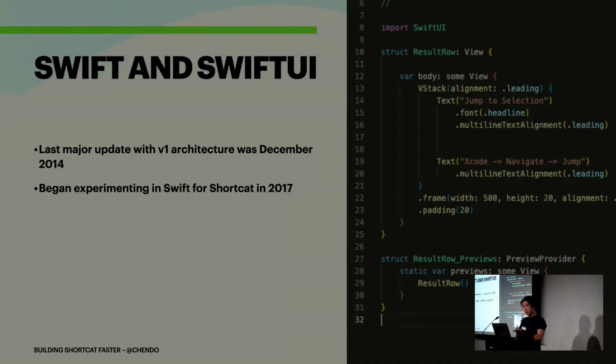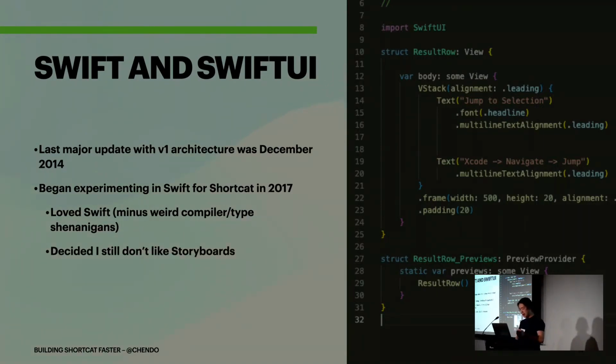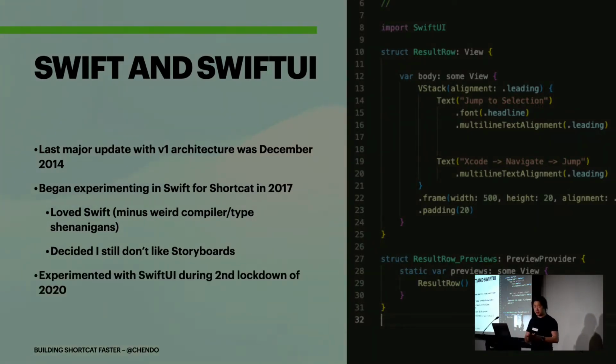I began experimenting with Swift for Shortcat in 2017. And honestly, I love Swift, minus all the weird compiler issues you would have and weird type shenanigans that would happen. Thankfully, a lot less so now. But I still didn't like storyboards. They were really holding me back from doing what I wanted to do. So when SwiftUI came around, I gave it a play during the second lockdown of 2020 because I had oodles of time, which I liked.